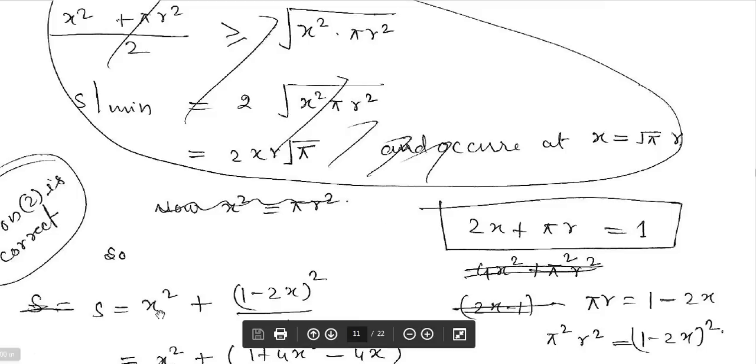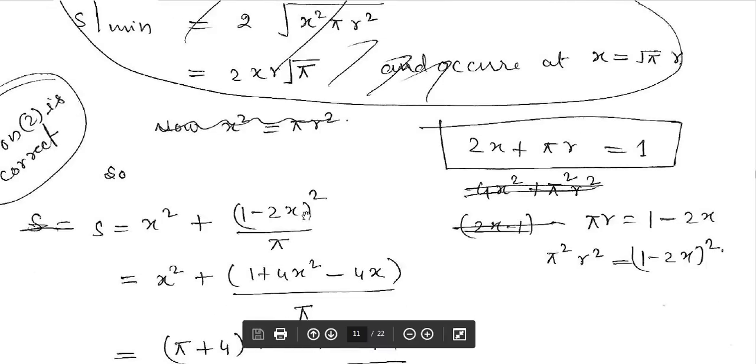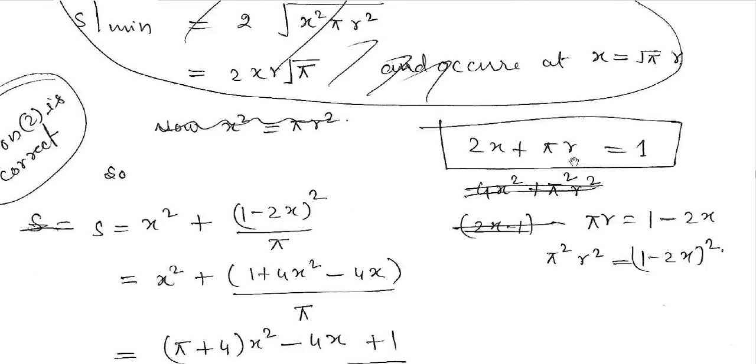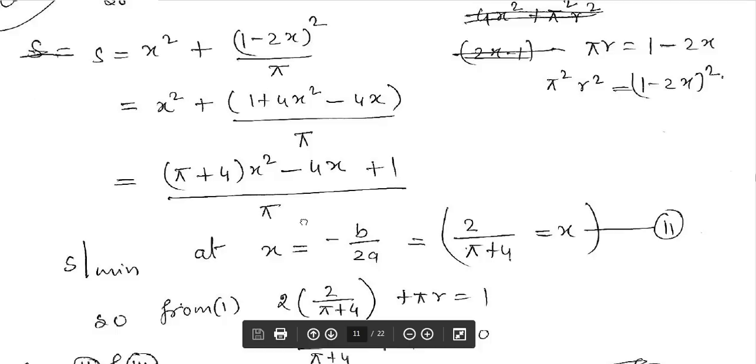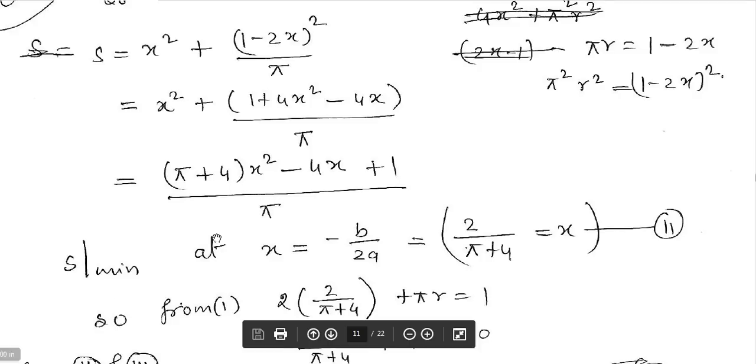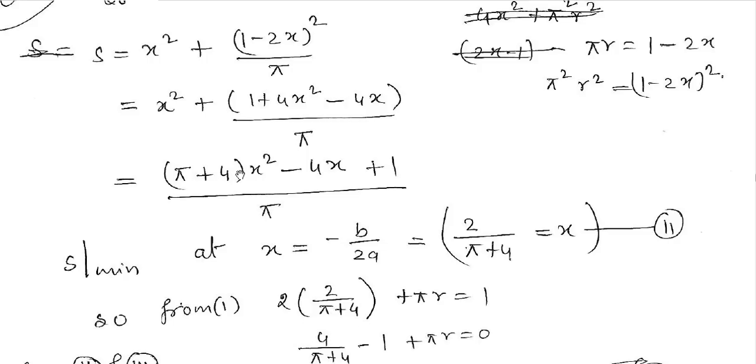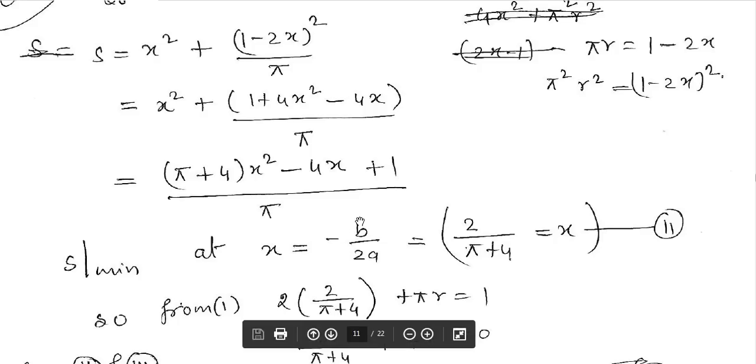Now S was x square plus pi r square, and there was a relation on r. What I did was replace r by (1 minus 2x) over pi, so this is the relation. If we simplify this we are getting this. Now we know that this is a quadratic expression, and this is a parabola opening upward, so S has its minimum value at the vertex, x equal to minus b upon 2a, and that is x equal to 2 upon pi plus 4.